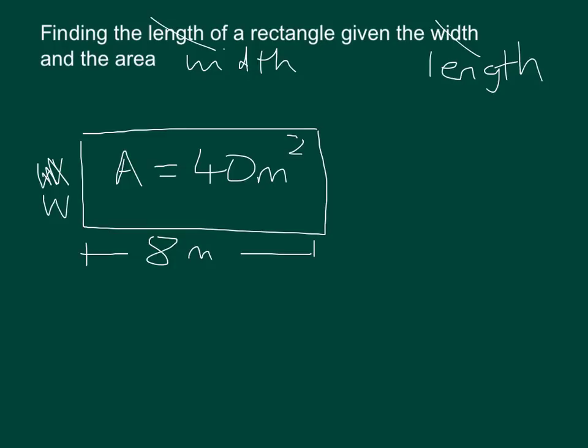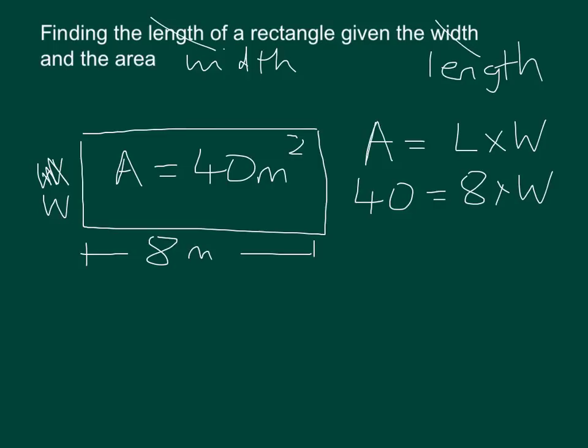Now the formula to find the area of a rectangle is the length times the width. So we've got the area, which is 40 square metres, is equal to the length 8 times W. And so W has been times by 8 to get the area, so now we have to divide by 8 in order to work out what the width is. So divide both sides by 8, and the width will be 40 divided by 8, which is 5 metres.